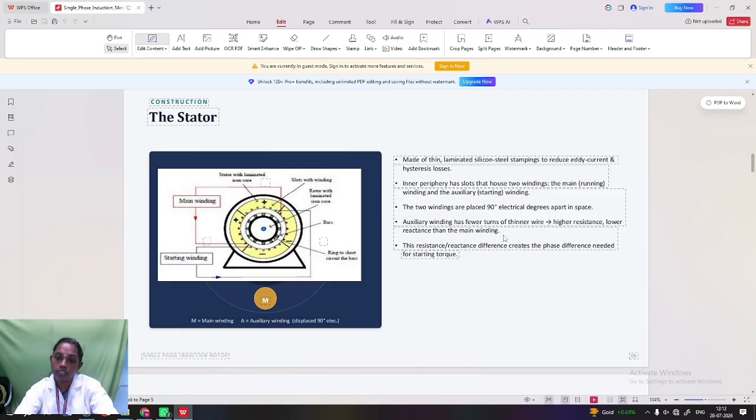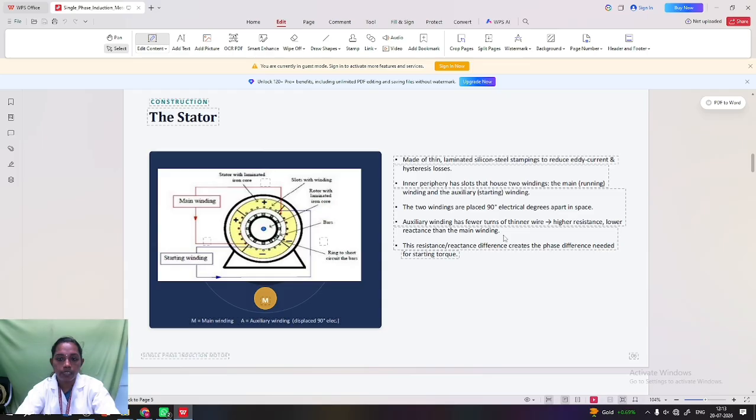And also, the stator windings are made up of high-grade silicon steel, which is used to reduce the hysteresis loss. So, in order to reduce the eddy current and hysteresis loss, we have preferred laminated high-grade silicon steel stampings, which are wound on the stator core. The inner periphery of the stator core has slots that house two windings.